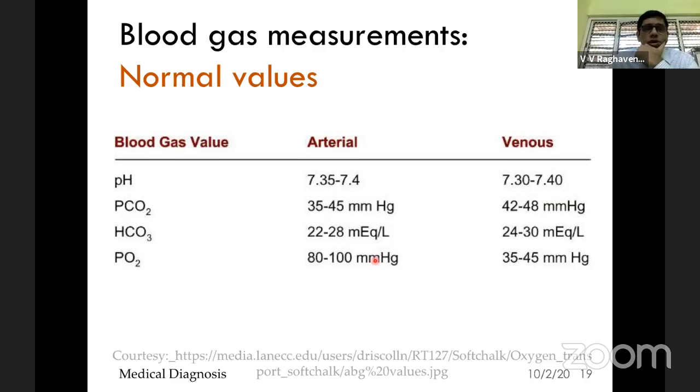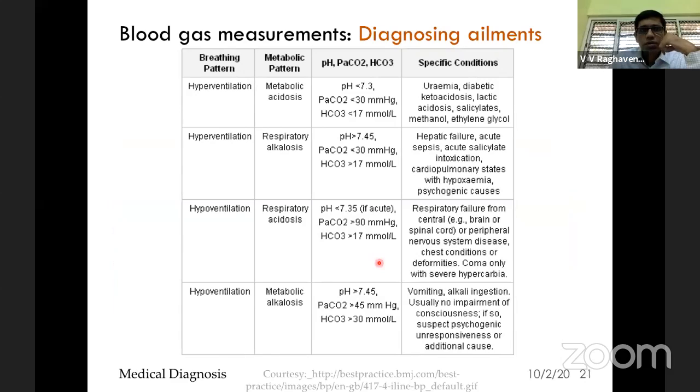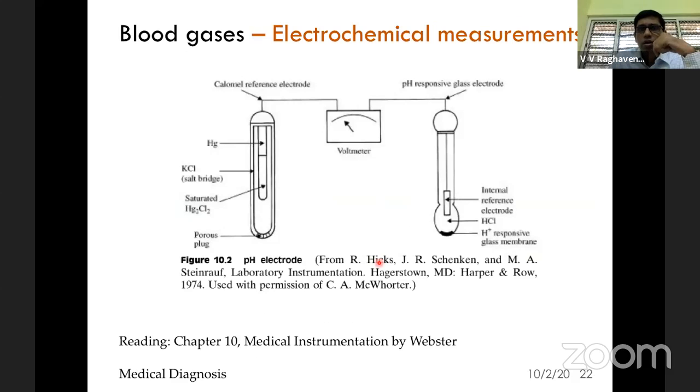So, as I mentioned, the pH is typically maintained in a very narrow range. This is the partial pressure of CO2 and O2. I'll leave it to you. I can share the PPT later. How do you quantify these blood gases?